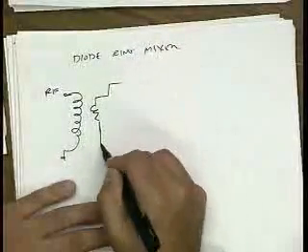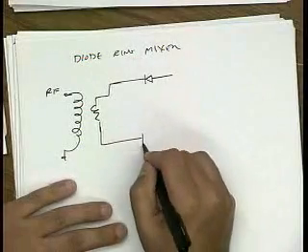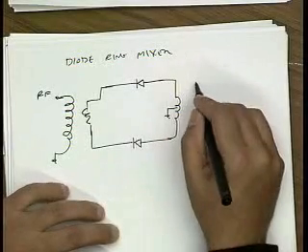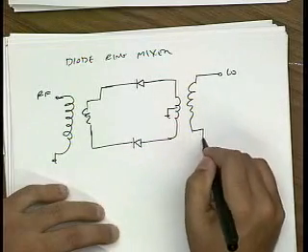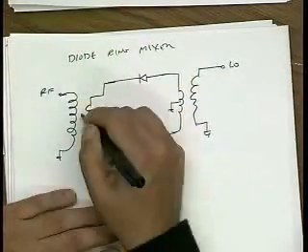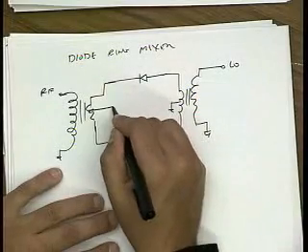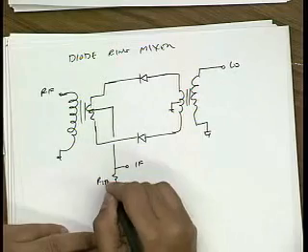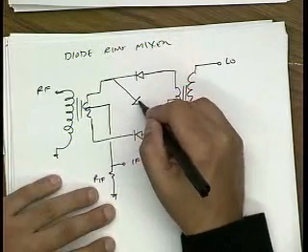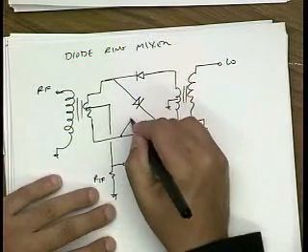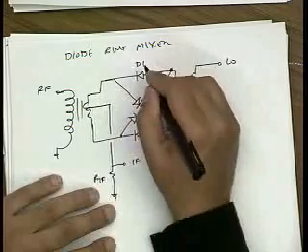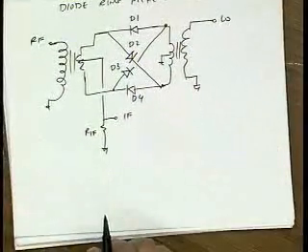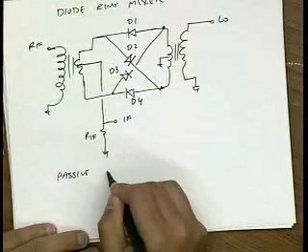Okay, so let me draw this circuit here. Instead of drawing it as a ring, I'm going to draw it slightly differently. So I'm going to apply my LO through this balun, my RF through this balun. I'm going to take my IF at this center tap point. And I'm going to add a couple more diodes here. D1, D2, D3, D4. Okay? So again, this is a passive mixer.